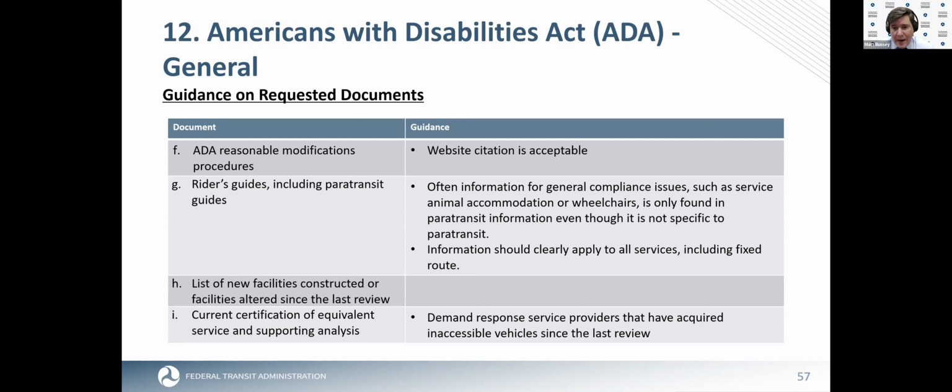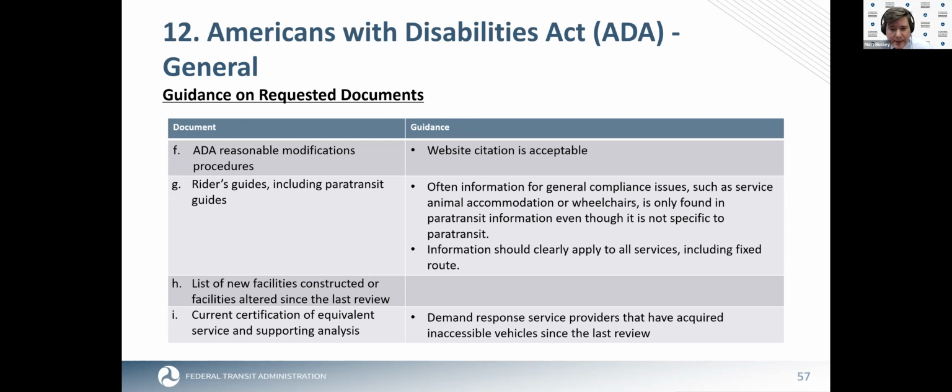Item G, rider's guides, including paratransit guides. The reason we say including paratransit guides, even though this is ADA general, is that sometimes there are descriptions of ADA requirements, ADA aspects in the paratransit guides that are just applicable across the board. So maybe the paratransit guide is where they describe their policy on service animals. So provide any rider guides, including paratransit guides, to your reviewers so that they can look at that.